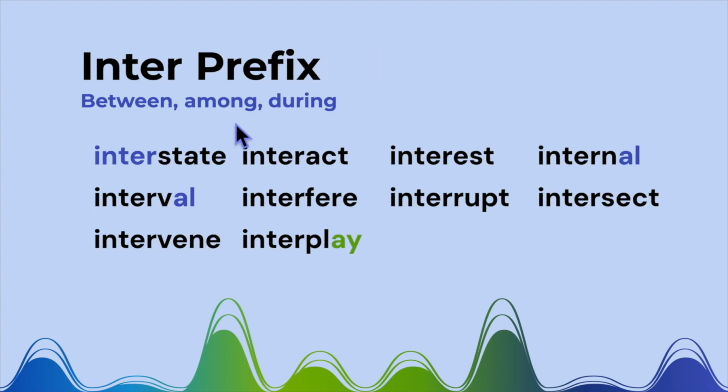Inter means between, among, or during. So here we have the root state. So an interstate is a highway that runs between two or more states. Interact, interest, internal. The AL says ul. When people are speaking this word quickly in American English, this sound here usually completely disappears, and instead of sounding like interest, it becomes interest. This AL is going to say ul, so we have interval, interfere, interrupt, intersect, intervene. AY says A. Interplay.